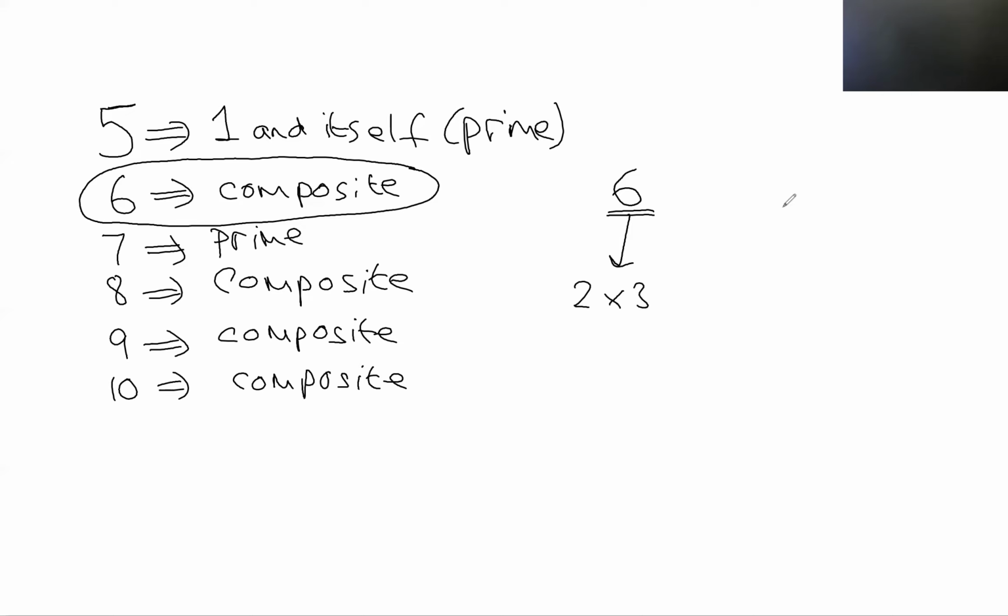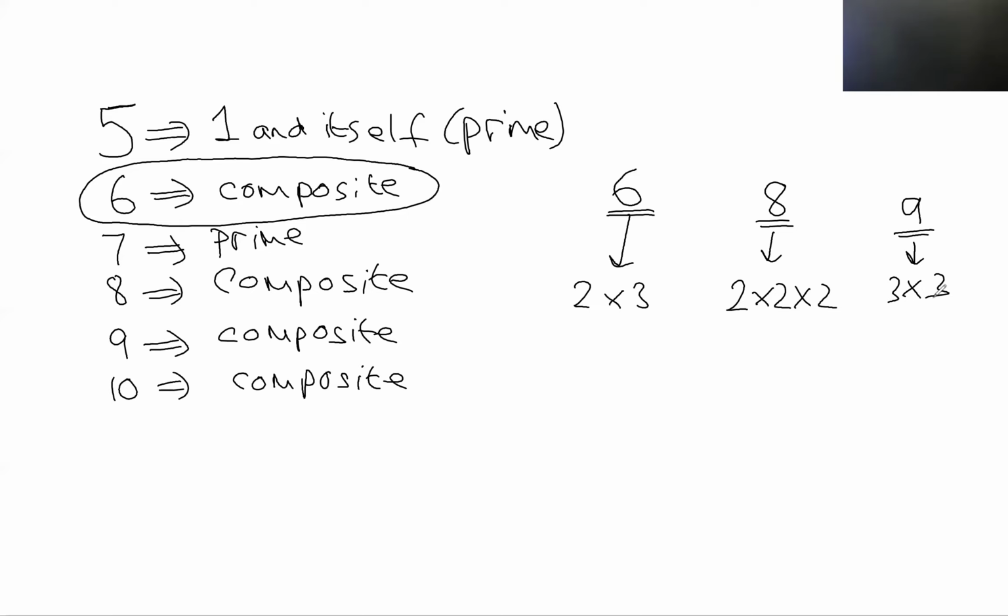Now, what about 8? How can we get 8? We might be thinking 4 times 2, but 4 isn't prime. But hey, what about 2 times 2 times 2? 9's an easy one. 3 times 3. And the fascinating thing about this is that there is only one unique set of prime factors for any number.